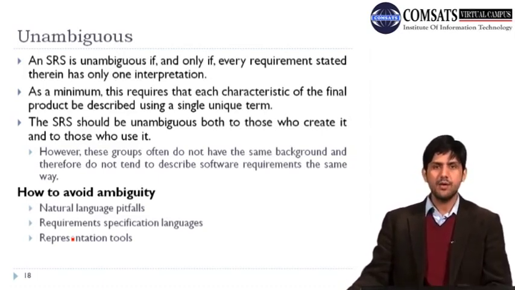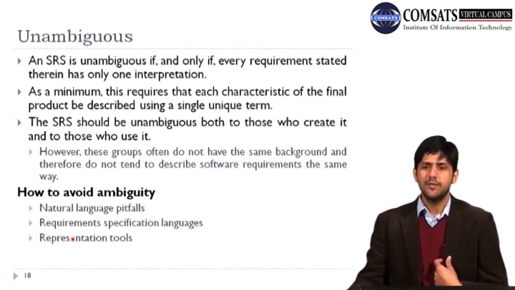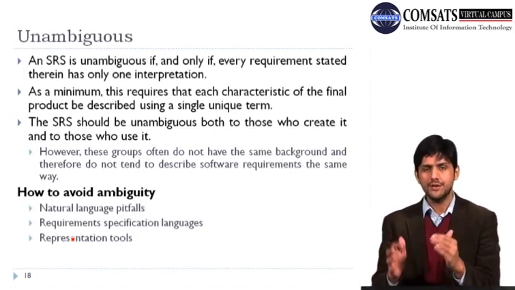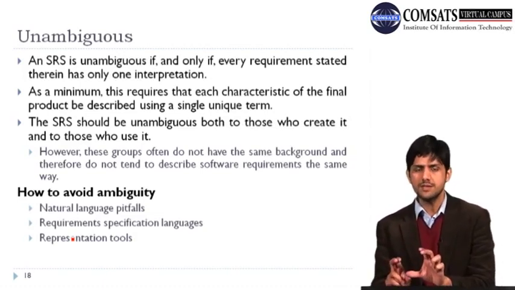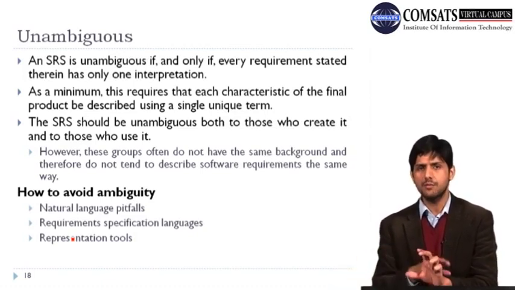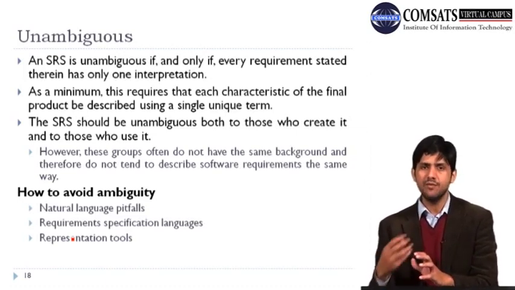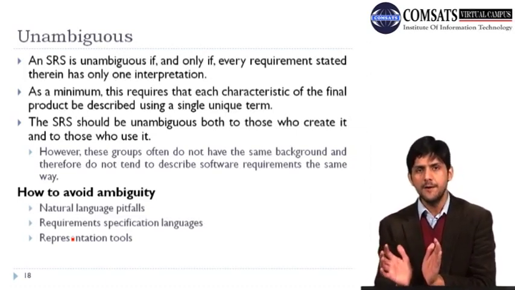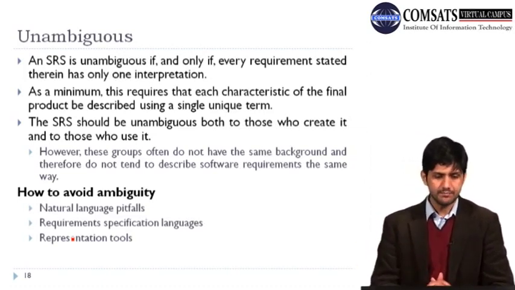And as a minimum, this requires that each characteristic of the final product be described using a single unique term. For example, we are talking about the registration process. The requirements about the registration process should be put together first, and when we put them together, we will identify that there are ambiguities in these two statements, because one came from one stakeholder and the other came from a different stakeholder, and that's why we did that negotiation to resolve those problems. So by this time, when we are specifying requirements, all the requirements should be unambiguous, and we should use consistent terms when we are discussing a particular functionality or feature.